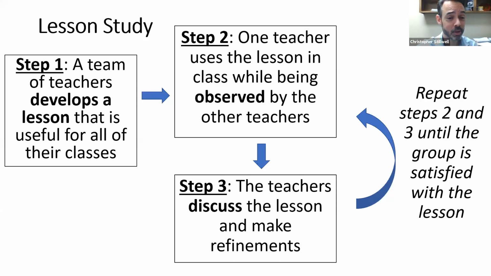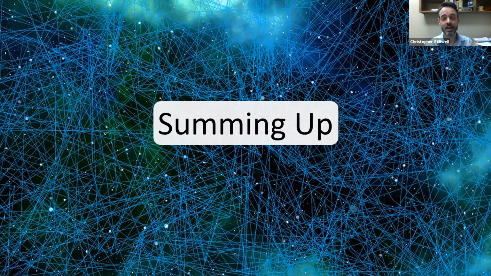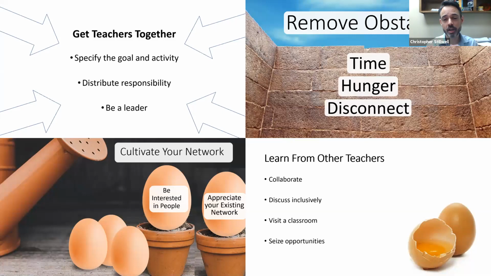All right, so that brings us to the end of my presentation. I'd like to summarize things a little bit by saying that as we talk about teachers learning with other teachers, there are some key principles we might keep in mind. One is the importance of finding ways to hold activities that will bring teachers together through specific goals, by exercising different kinds of leadership, and by addressing common obstacles like time, hunger, and disconnection.